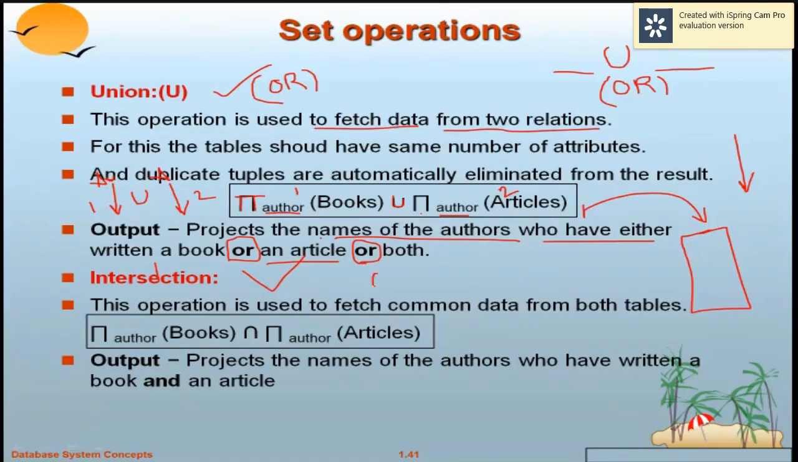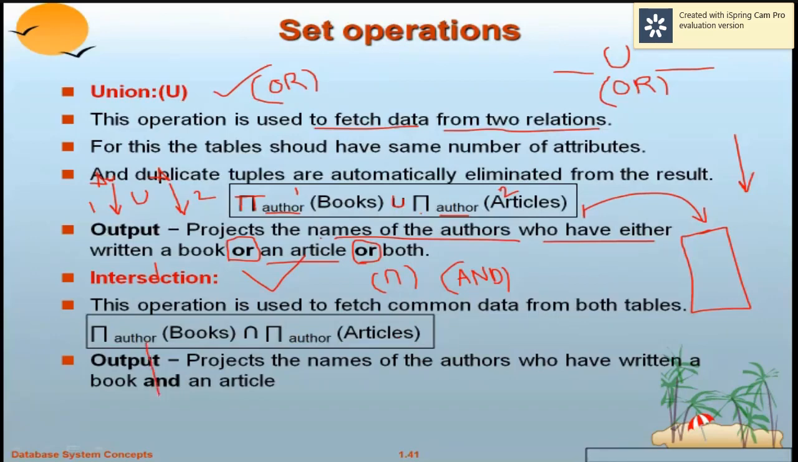Now let's look into the concept of intersection. Intersection is represented by an inverted U, and for intersection you consider the term AND. Now you see here, I have sigma of author provided with books, and I have applied an intersection operator, and again sigma of author provided with articles. So what is going to happen?